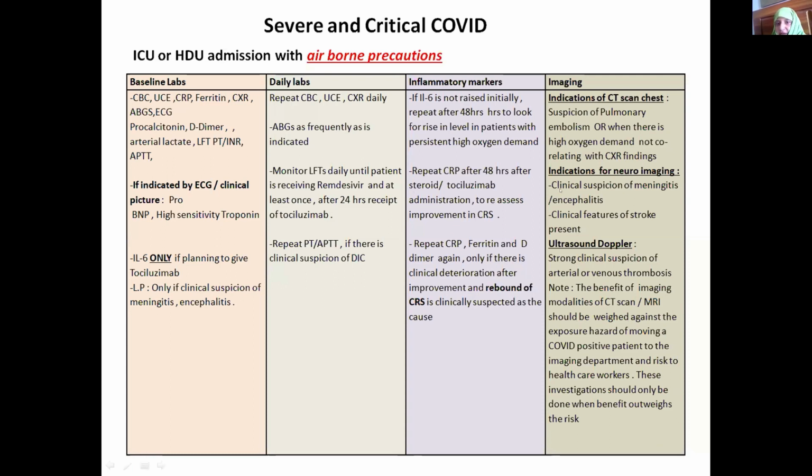And then you might be needing neuroimaging in suspected cases of encephalitis and meningitis. You've seen several cases of encephalitis with COVID infection. You might also be needing ultrasound Doppler. We have seen limb gangrenes developing. We've seen radial arteries getting blocked. So these are selected investigations which need to be done depending on the severity of the disease.